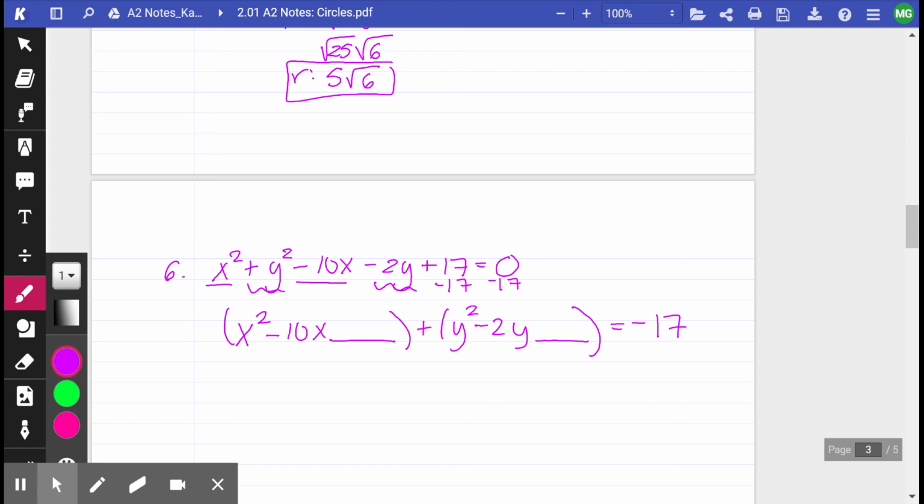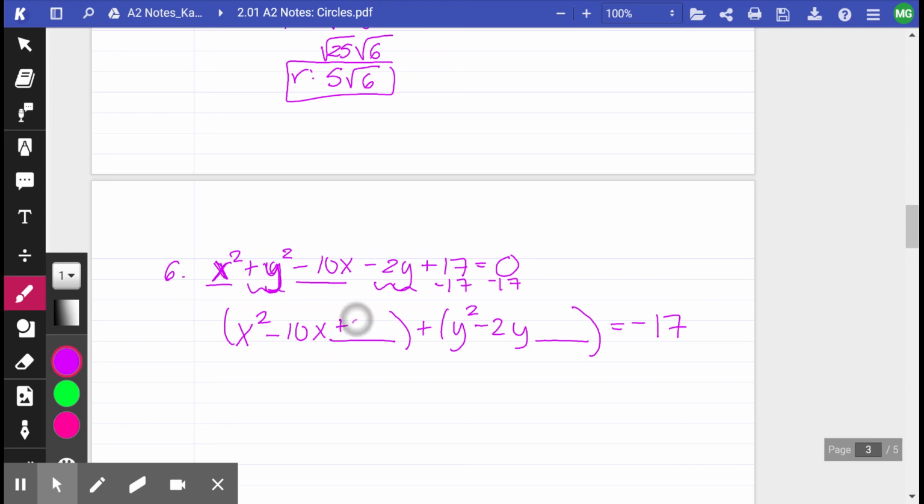All right, so now you have a good start. You just have a couple steps left to finish this one. Again, we did not have to divide by anything because there was a 1 in front of that x squared and that y squared. Pause the video, give this one a try. What I want you to do is find the center and the radius.